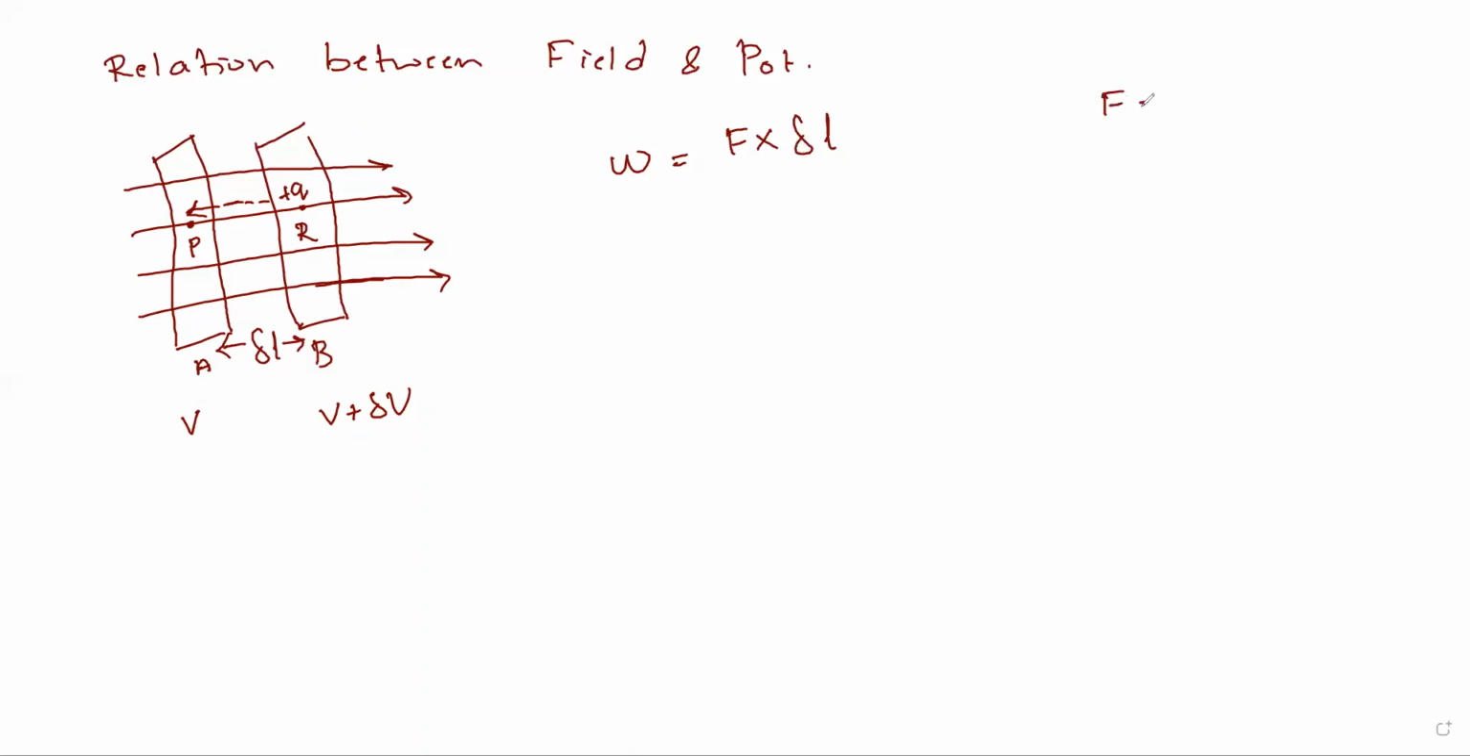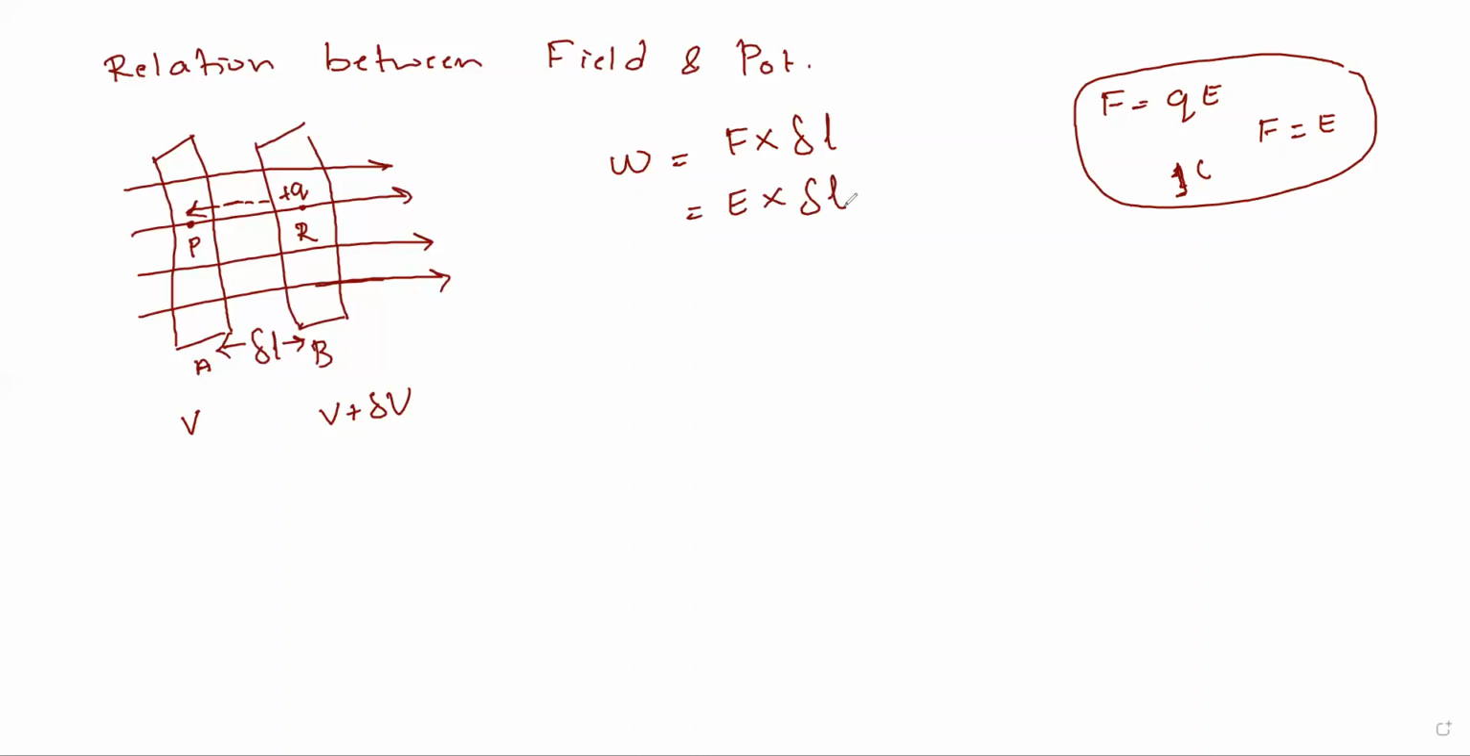We know that F is equal to Q into E. If I consider this Q as 1 coulomb, then F will be equal to E. Understand this point. F is equal to Q into E. If I consider this charge as 1 coulomb, 1 into E is E. Therefore, F is equal to E. So instead of F, I will take E over here. E into delta L.